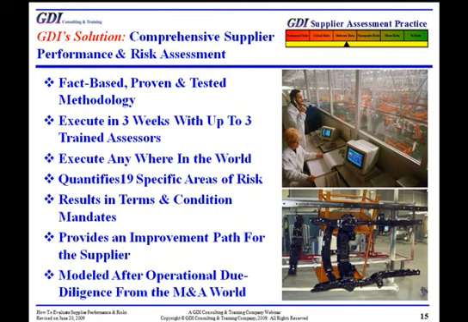We execute these processes anywhere in the world. We look at 19 specific areas of risk, which I will share with you in a few minutes. The ultimate result of all of this is that we make recommendations on what the terms and conditions should be going forward with that particular supplier.